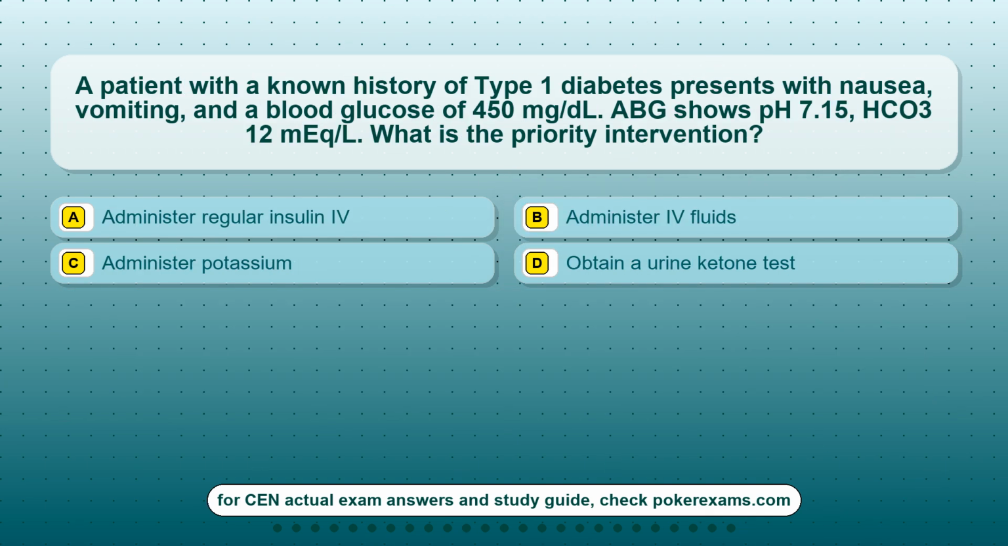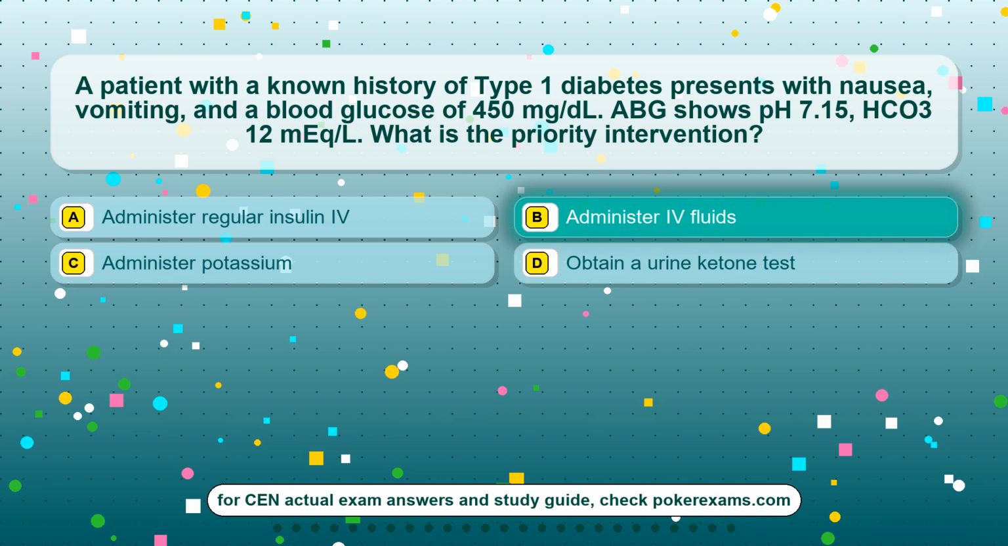Question 10. A patient with a known history of type 1 diabetes presents with nausea, vomiting, and a blood glucose of 450 mg/dL. ABG shows pH 7.15, HCO3 12 mEq/L. What is the priority intervention? Option A, administer regular insulin IV. Option B, administer IV fluids. Option C, administer potassium. Option D, obtain a urine ketone test.